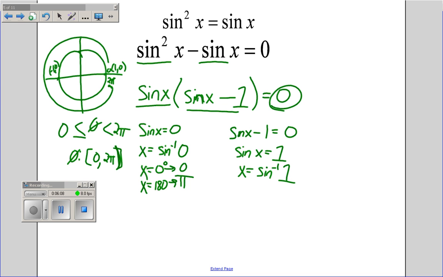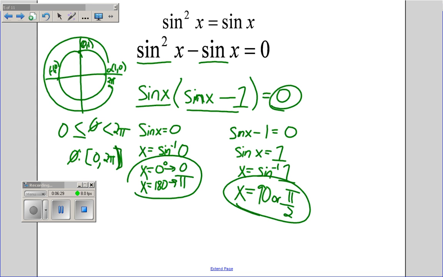We've got to look over here at 1 because there's another point like this. And where that happens is on the y-axis, right? Because this is my y value. So that's going to be 0, 1. So it only happens once up there. So x is going to be 90 degrees or pi over 2. Okay? These are the answers to that trig equation.